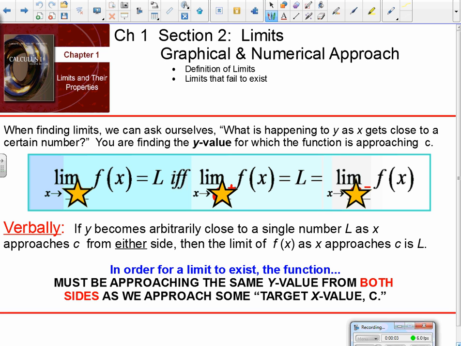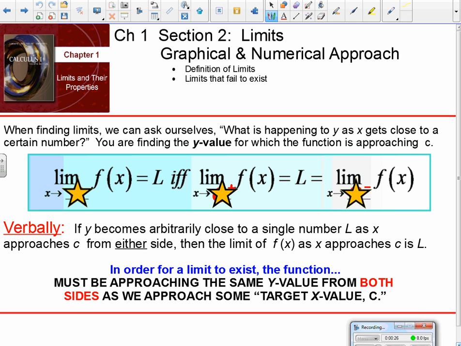Section 1.2, day 1 of limits, looking at it from a graphical and numerical approach. We're going to define limits and then also look at when limits fail to exist. I know this is a little bit of a review topic because we do cover this in pre-calc, but let's just go through what it means to find a limit and what exactly is going on here.